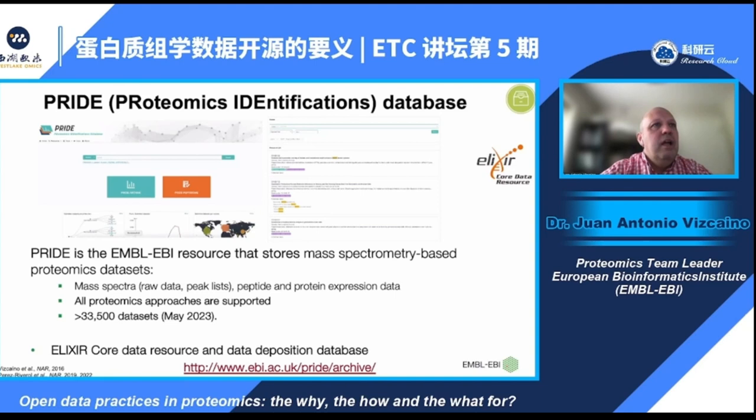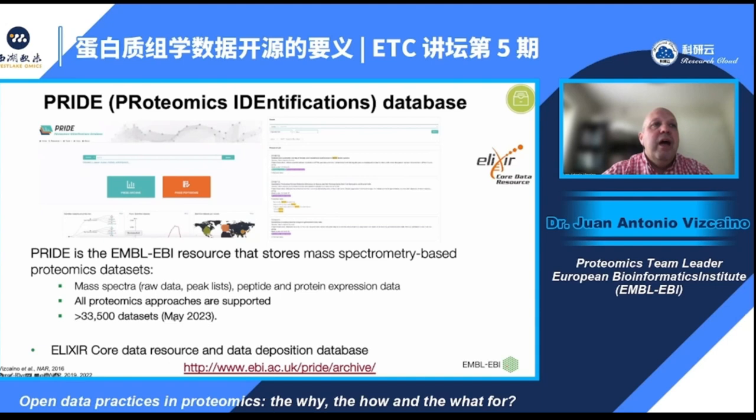And really, PRIDE is the EBI resource that stores mass spectrometry-based proteomics datasets, including, as I mentioned before, the mass spectra, but also peptide and protein expression information, the results, any kind of related information. All mass spec proteomics approaches are supported, and the amount of data in the public domain now is huge. By May 2023, there are more than 33,500 datasets in PRIDE.